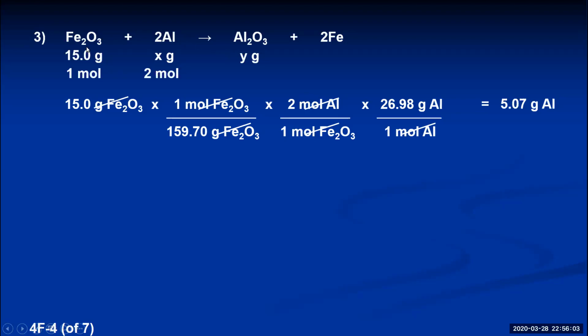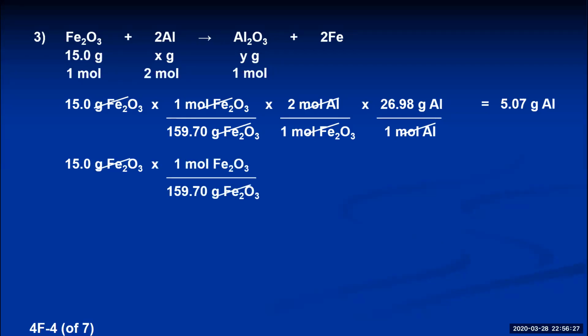The mole ratio that's going to be important in this calculation will be the mole ratio between the iron(III) oxide and the aluminum oxide, and it's a coefficient of 1 for the iron(III) oxide, and a coefficient of 1 for the aluminum oxide. So the equality statement we use in this calculation is 1 mole of iron(III) oxide equals 1 mole of aluminum oxide. If I start with 15.0 grams of iron(III) oxide, I need to convert that into moles first. And now that I know the moles of the iron(III) oxide, it's a 1-to-1 ratio between the iron(III) oxide and the aluminum oxide.